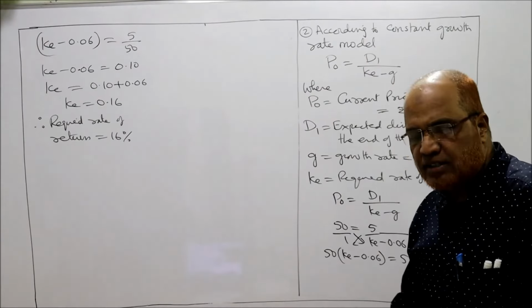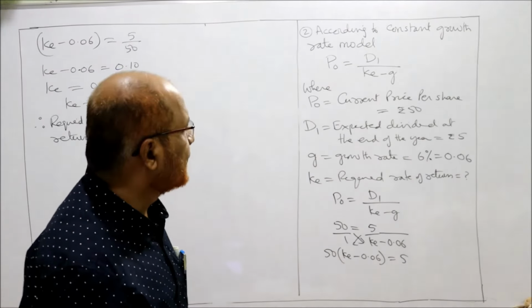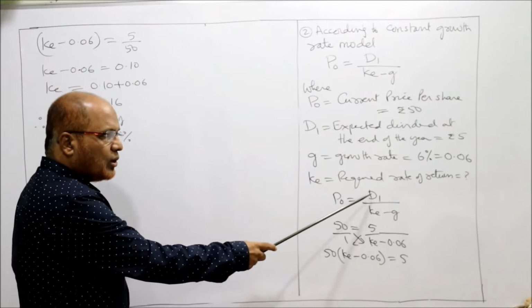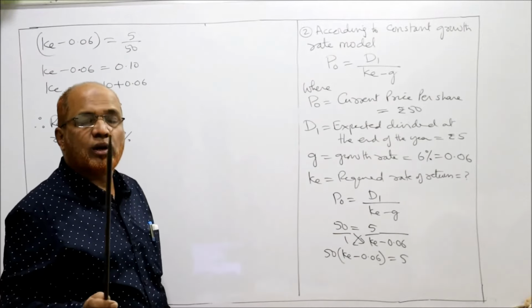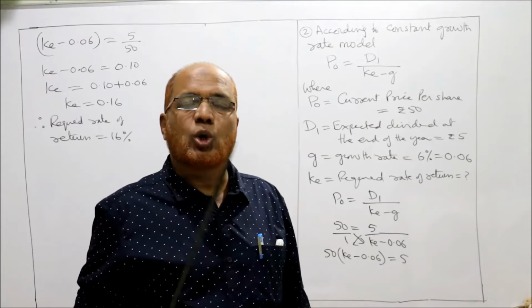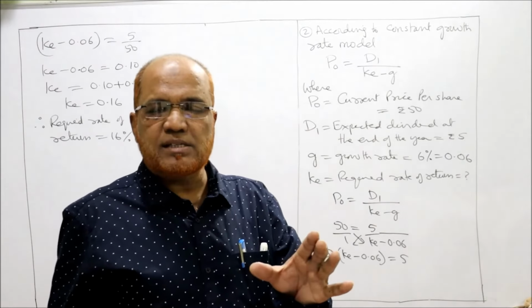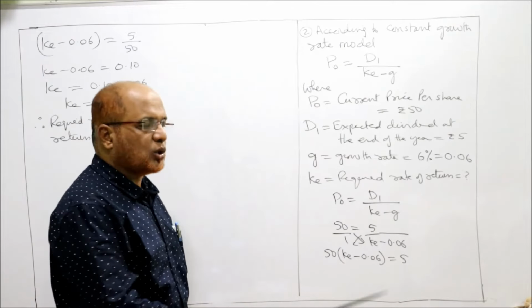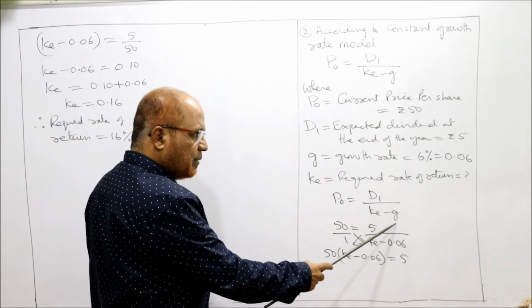16% is the required rate of return. Again, I'll explain from the beginning. P0 is equal to D1 divided by K minus G. This formula you have to remember. For the constant growth rate model, the market price can be ascertained by the following constant growth rate model. P0 is equal to D1 divided by K minus G.